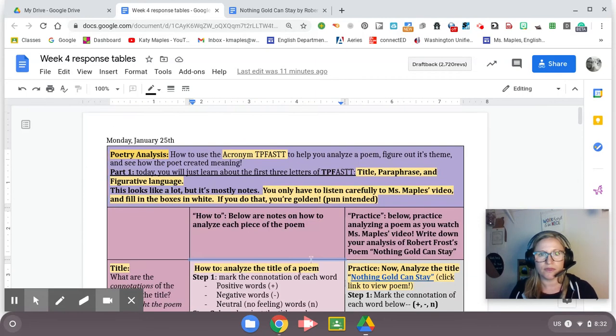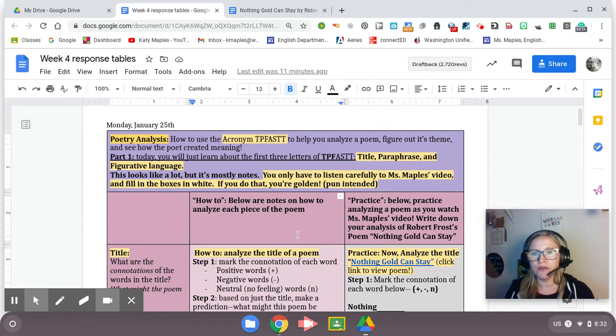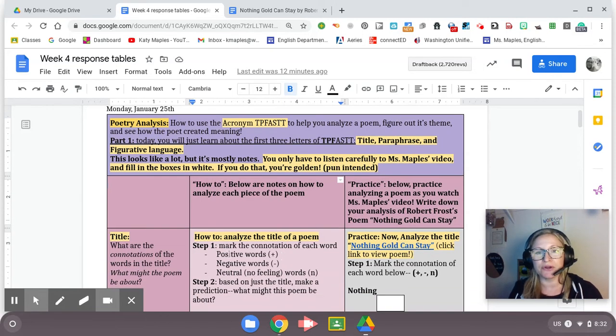So, first step. The first thing you need to do when you go to analyze a poem is to look at the title. Titles are very carefully chosen by the poet. And you need to mark the connotation of each word in the title. Connotation means the feeling that we attach with the word, okay? Like love is positive, hate is negative, and something like desk is neutral. We don't really have a feeling attached to that word. So that's what we're going to be doing with the title, Nothing Gold Can Stay.